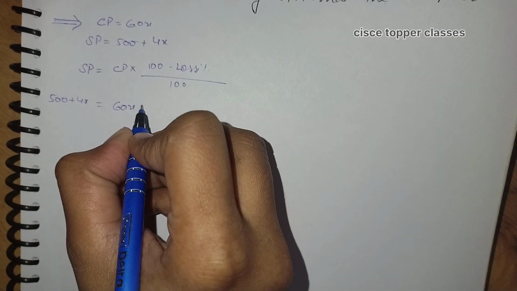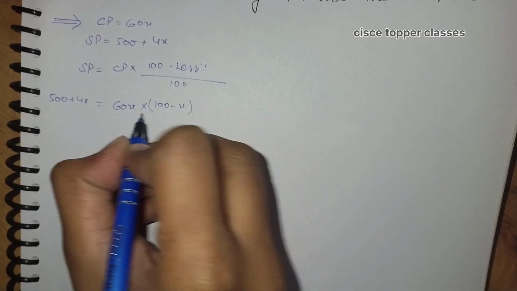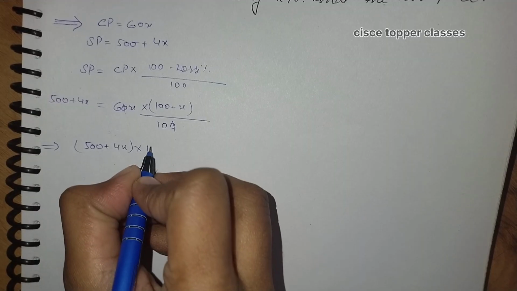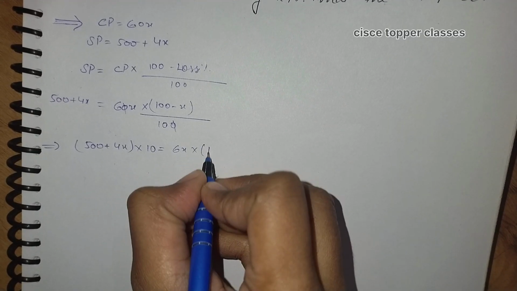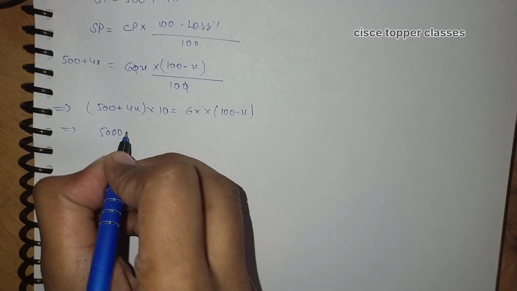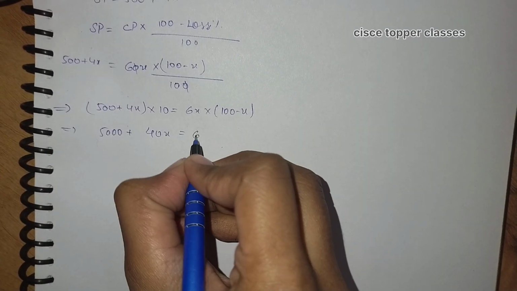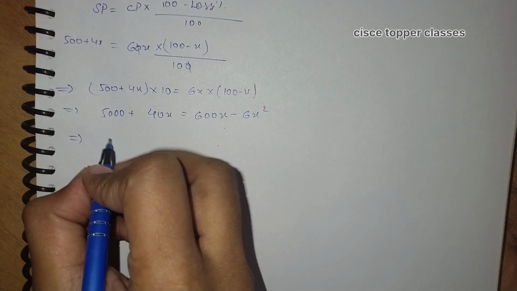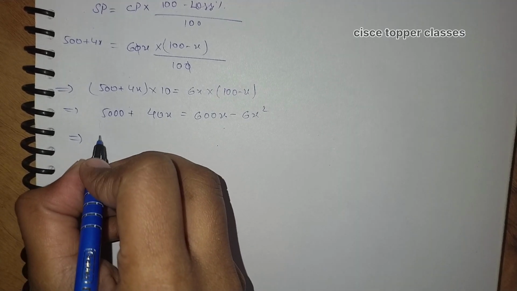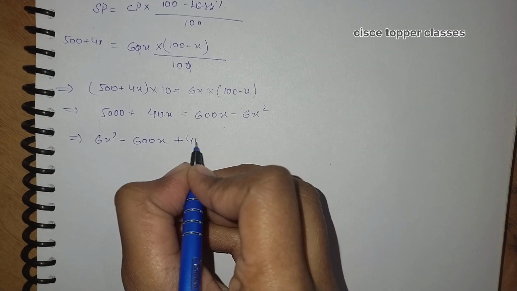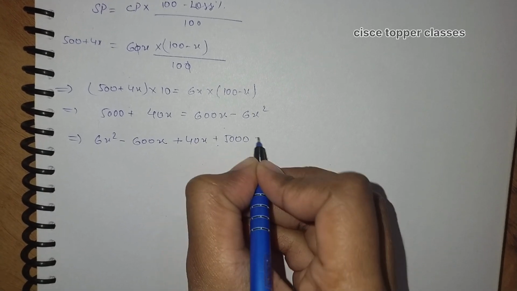By making a quadratic equation, now we will solve it. 100 minus x divided by 100. So the zeros will be cancelled out here and we will get 500 plus 4x into 10 equal to 6x into 100 minus x. So this we will solve. That will become 5000 plus 40x equal to 600x minus 6x square. Making a quadratic equation, now we will solve it. So it will become 6x square this side minus 600x plus 40x plus 5000 equal to 0.